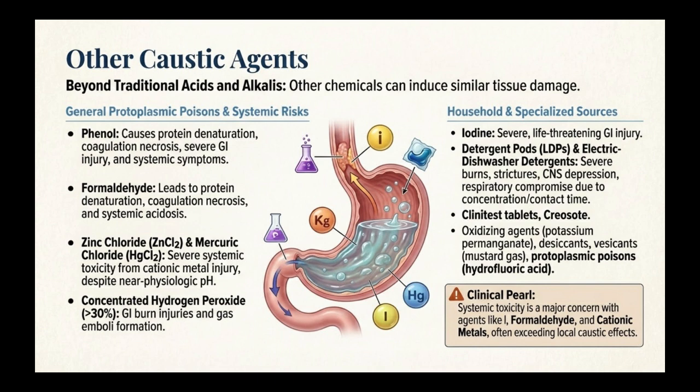Second, the volume and quantity ingested play a significant role. Larger volumes, especially in intentional ingestions, correlate with more severe and extensive injuries, often affecting the stomach and duodenum. Third, the physical state of the substance, liquid, solid, or gel, influences the injury pattern. Liquids tend to pass rapidly through the oropharynx, causing less injury there, but more extensive burns in the esophagus and stomach due to wider distribution.